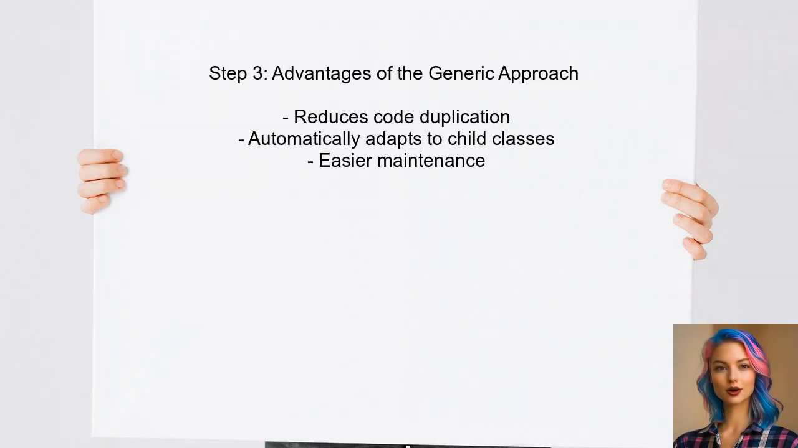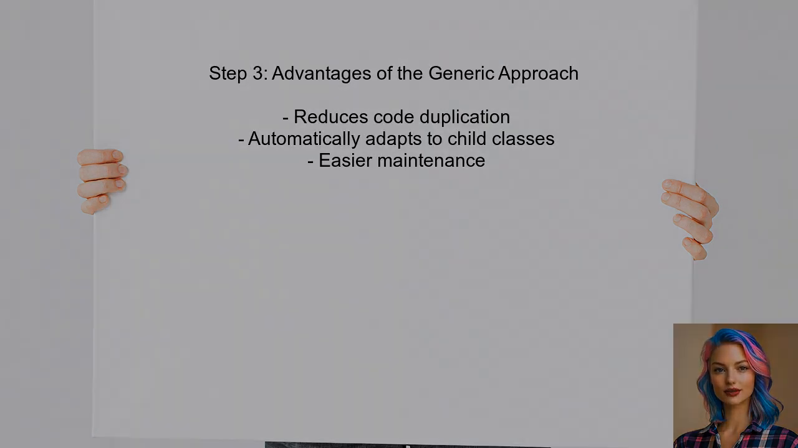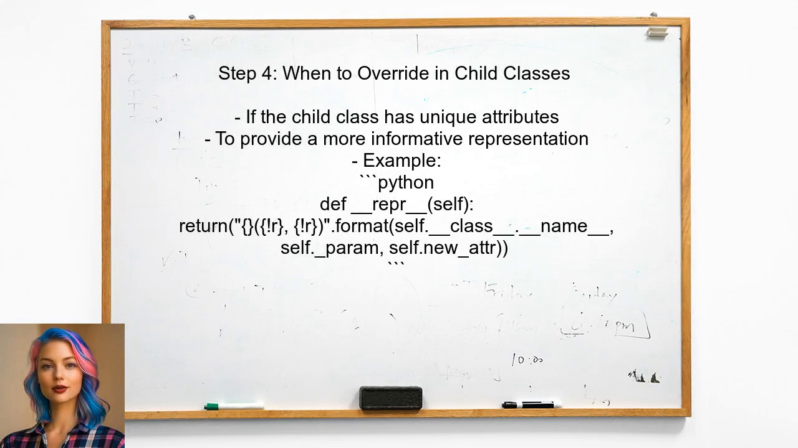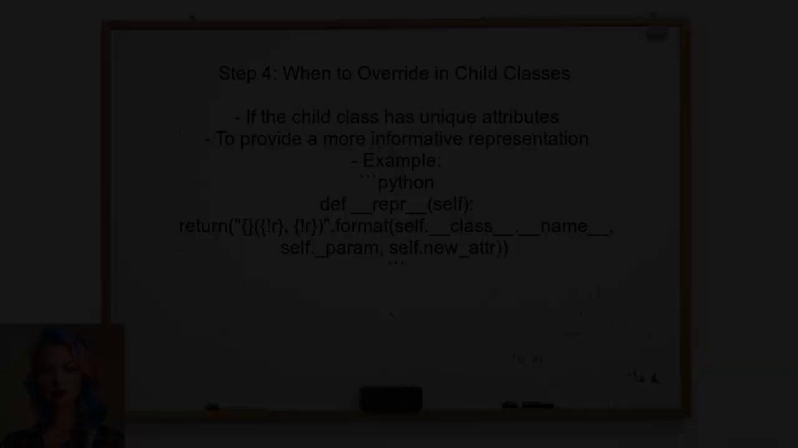Now let's discuss the advantages of using the generic approach. By using self.__class__.__name__, the user can avoid rewriting the __repr__ method in every child class, which promotes code reuse. However, there are cases where overriding the __repr__ method in child classes may be necessary. If a child class has additional attributes, it might be beneficial to provide a more detailed representation.